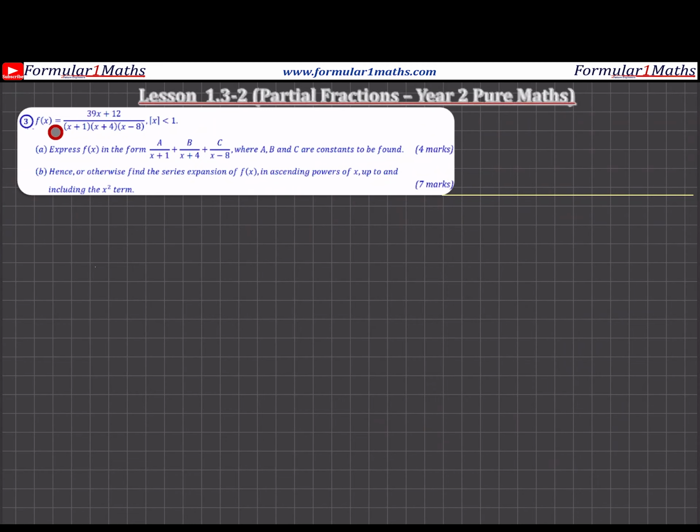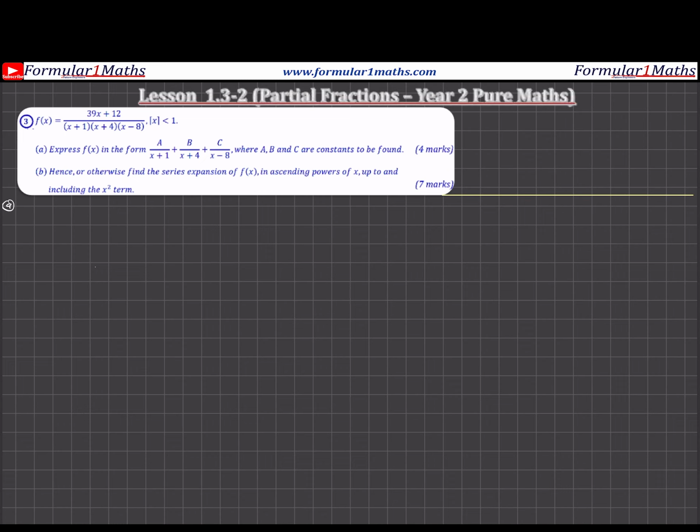Question 3. f of x is equal to 39x plus 12 all over x plus 1 bracket x plus 4 times x minus 8, where the absolute value of x is less than 1. A. Express f of x in the form a over x plus 1 plus b over x plus 4 plus c over x minus 8, where a, b, and c are constants to be found. B. Hence or otherwise, find a series expansion of f of x in ascending powers of x up to and including the x squared term.